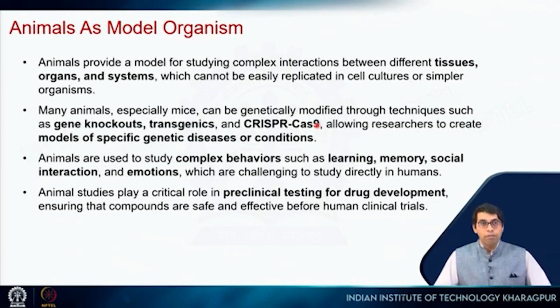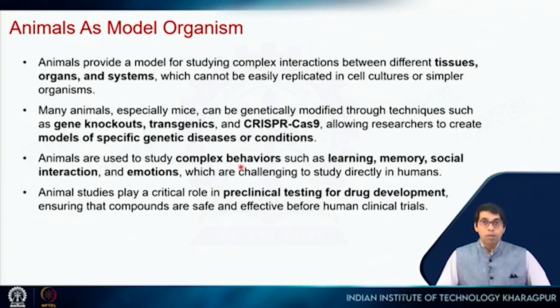And then you can screen for different molecules or different therapies to see whether they are able to reduce the effect of dementia in this particular mouse model. So all of this type of genetic manipulation can be done in this type of model organism.